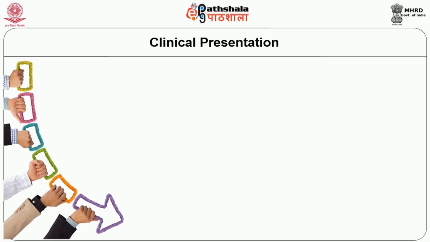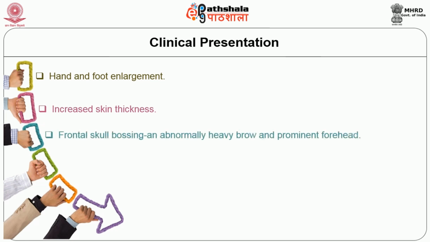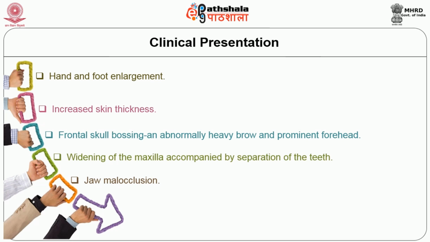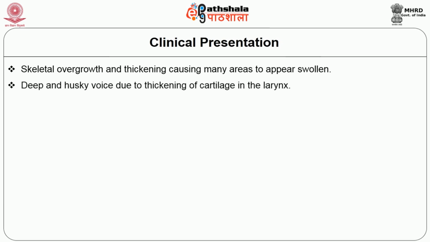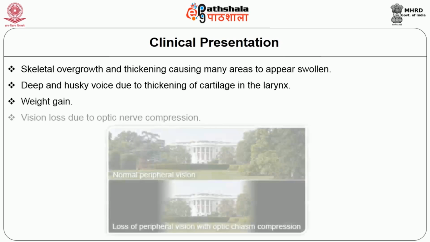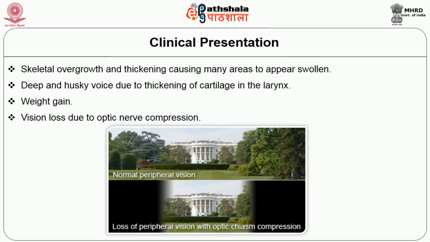So that leads to clinical presentation like hand and foot enlargement, increased skin thickness, frontal skull bossing, an abnormal heavy brow and prominent forehead, widening of the maxilla accompanied by separation of the teeth, jaw malocclusion, soft tissue enlargement, skeletal overgrowth and thickening, causing many areas to appear very swollen, and a deep and husky voice due to thickening of cartilage in the larynx. The patient will have weight gain. There will be vision loss due to optic nerve compression.